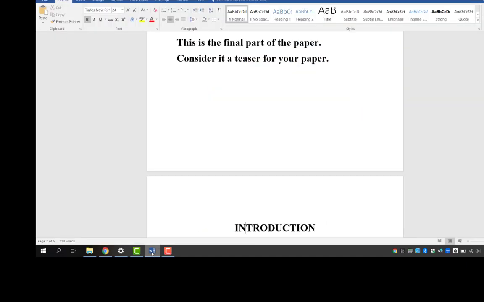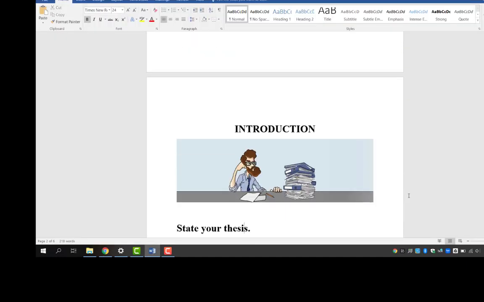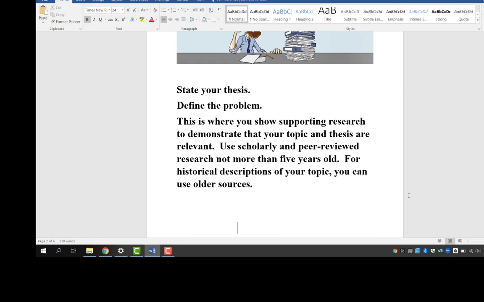So let's look at the introduction here in a little bit more detail. This is where you state your thesis. You define the problem. And this is where you show supporting research to demonstrate that your topic and thesis are relevant. So you're going to find some scholarly and peer-reviewed research that's not more than 5 years old from the current date. You can use older sources, such as for historical purposes, and to describe your topic.